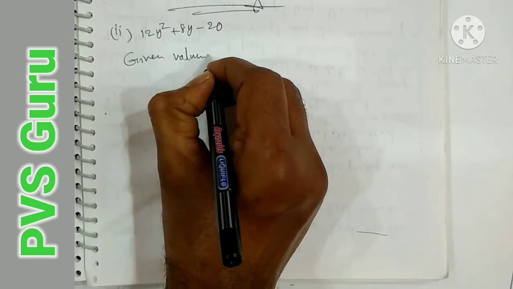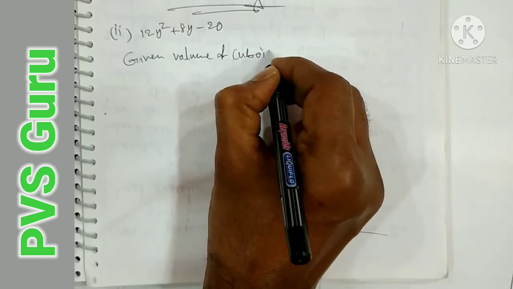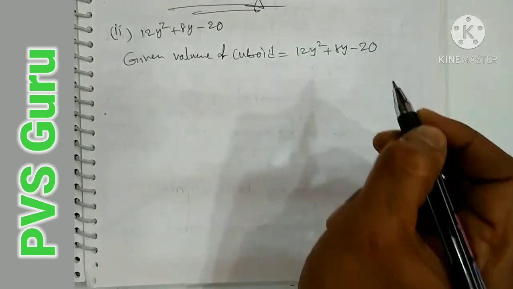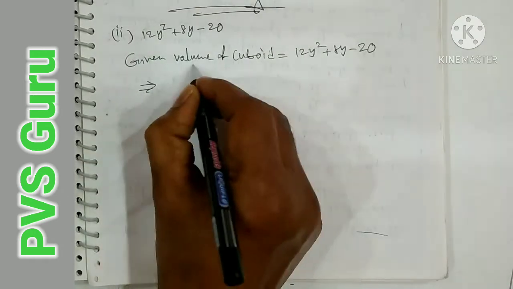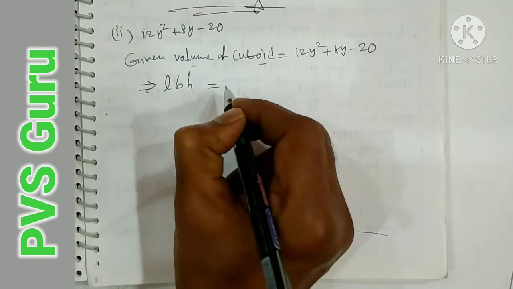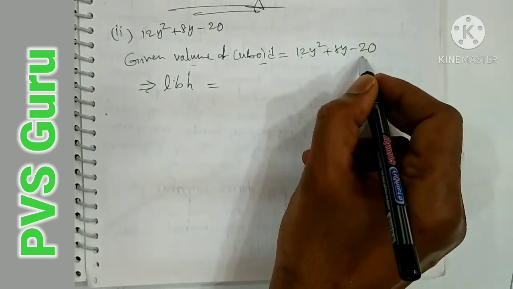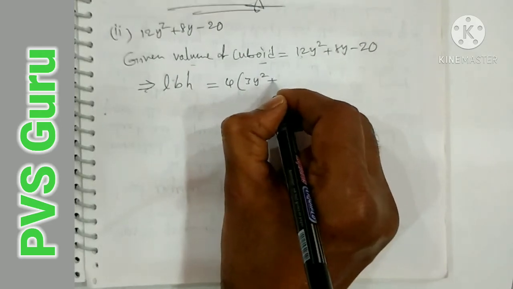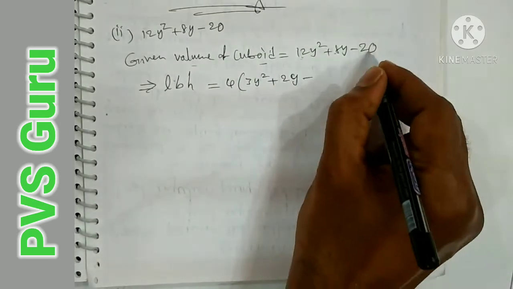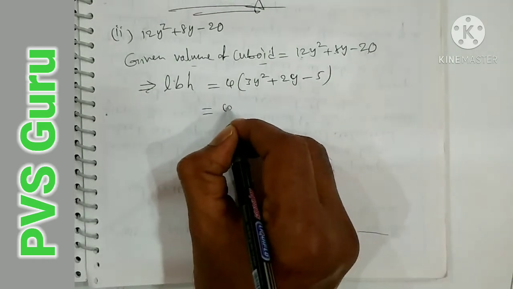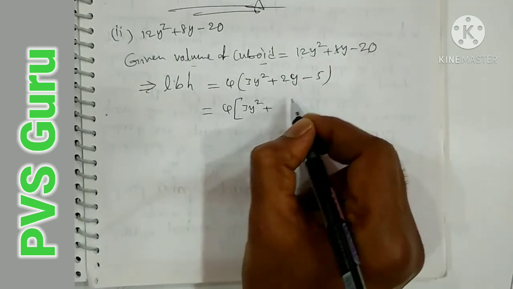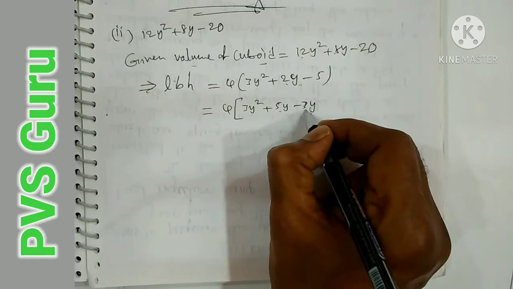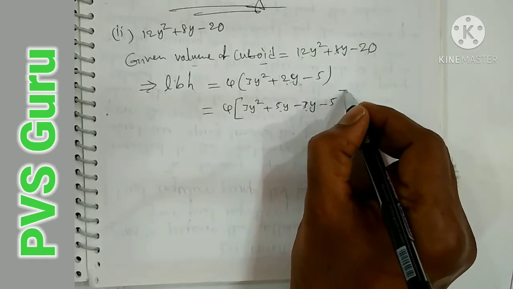Here given, volume of cuboid is equal to 12y square plus 8y minus 20. Volume of the cuboid formula, we know that LBH is equal to, in these 3 you take 4 common. So 3y square plus 4 2s are 8y minus 4 5s are 20. This is equal to 4 into 3y square. This one you write down 5y minus 3y. 5 minus 3 is 2, minus 5.